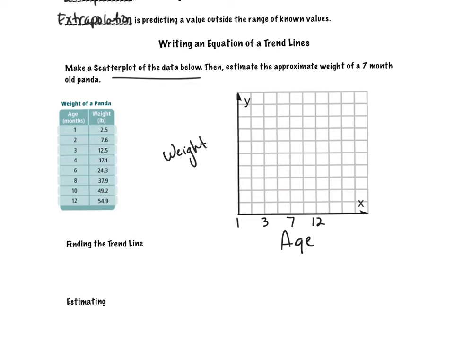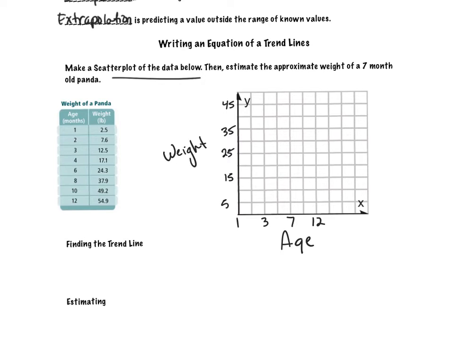Right, so I have enough pot. And then I look at my weights and I'm kind of going from 2.5 to 54. So if I go up by, let's just say 5 every time, I should hit most of my points. Then I just plot these, right?